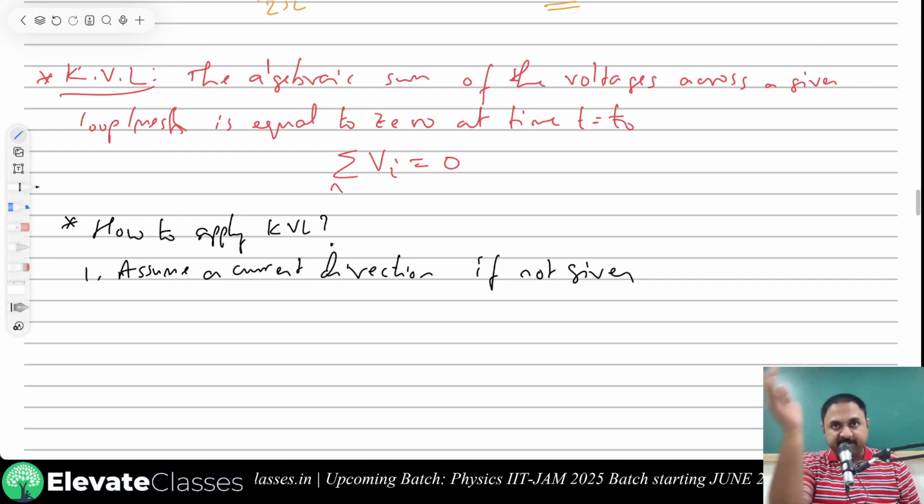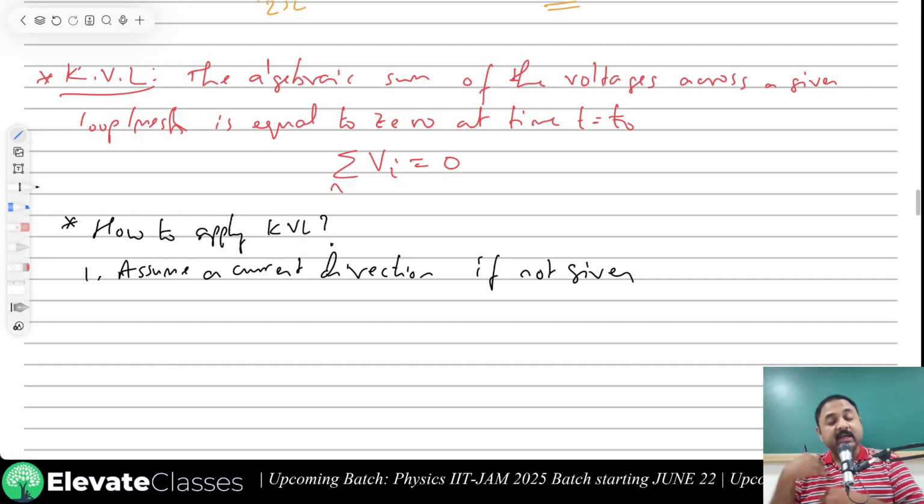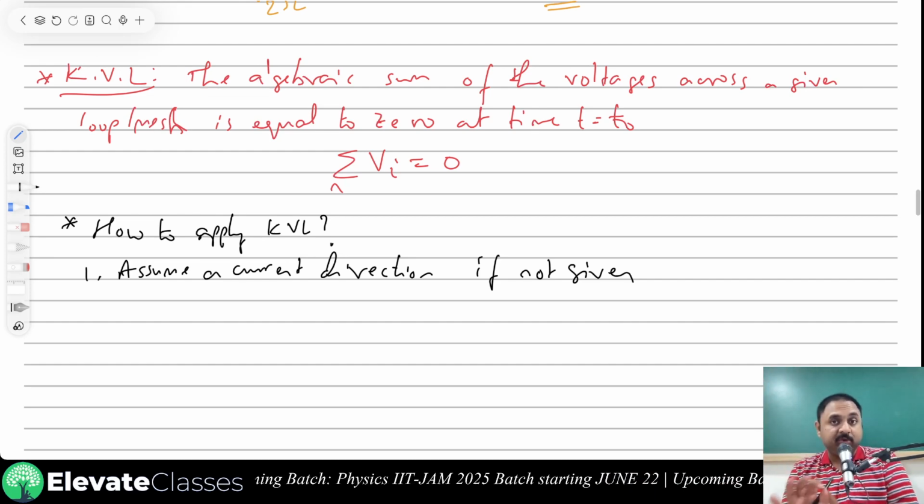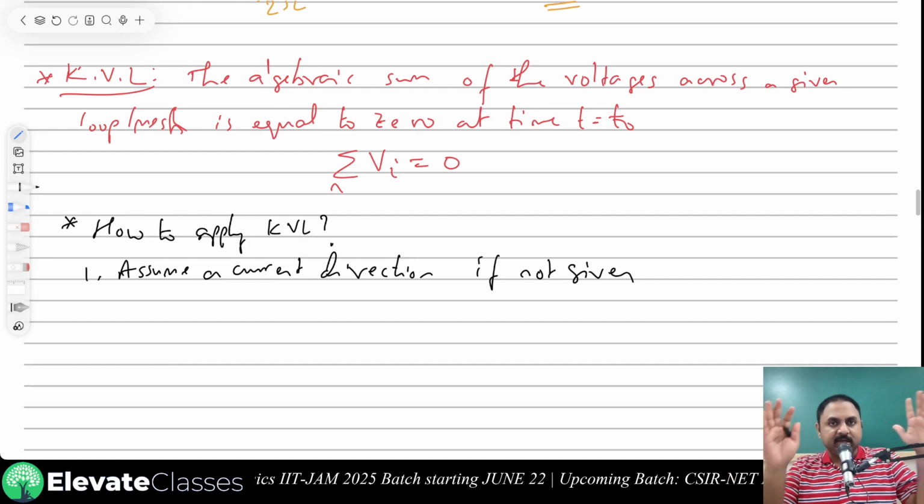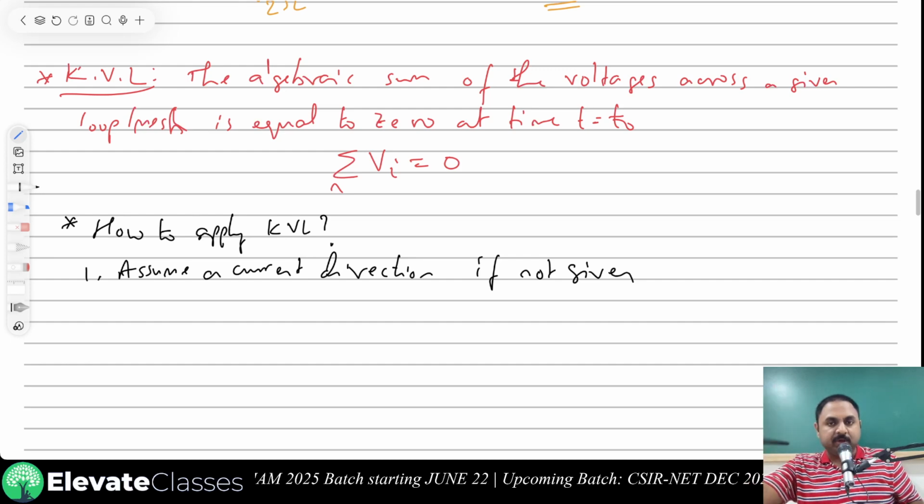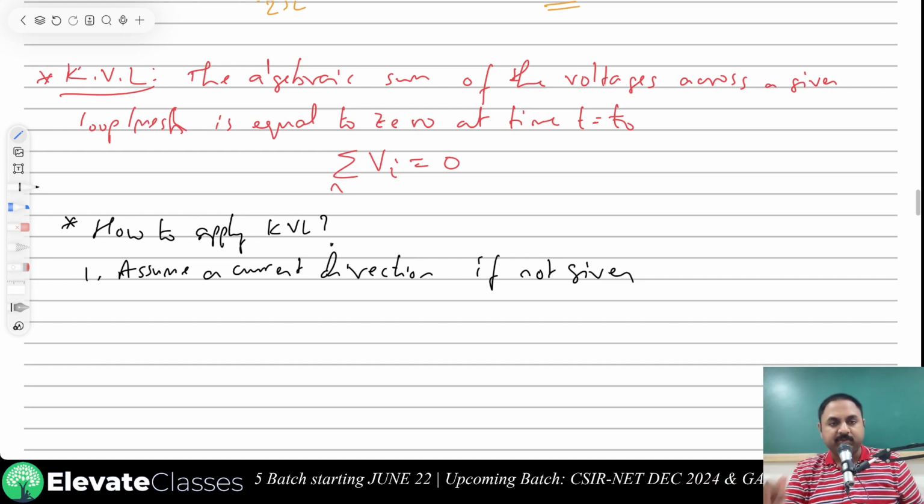If you assume clockwise, I assume current anti-clockwise, we still will get the same answer. That is the beauty of KVL. So there should be no confusion in your mind. You see a circuit, you want to apply KVL. If the direction is not given, you assume a current direction. Okay, you assume a current direction.